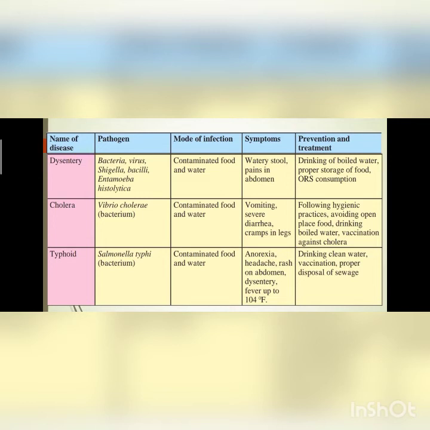Dysentery. Bacteria, virus: Shigella, Bacillus, Entamoeba histolytica are the pathogens. Mode of infection, contaminated food and water. Symptoms, watery stool, pain in abdomen. Prevention and treatment, drinking of boiled water, proper storage of food, ORS consumption. ORS means oral rehydration salt. It is liquid in state to prevent dehydration from dysentery.